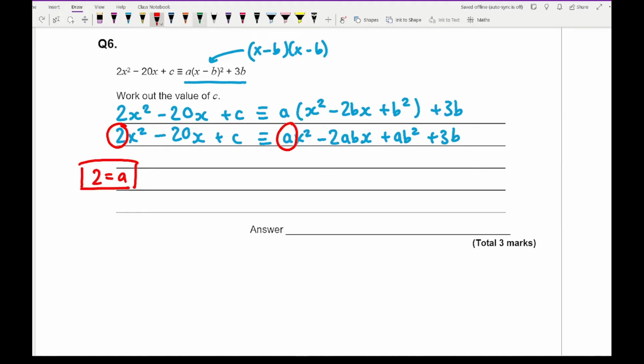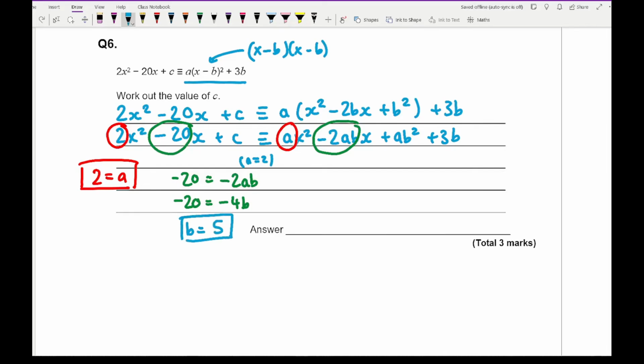The next one is everything with an x. So I've got minus 20 on this side, and that equals minus 2ab rather. Now I know what a is because that's 2, so that then becomes minus 20 equals minus 4b, because again, let me just write that down as a equals 2. And so b is therefore going to equal positive 5.